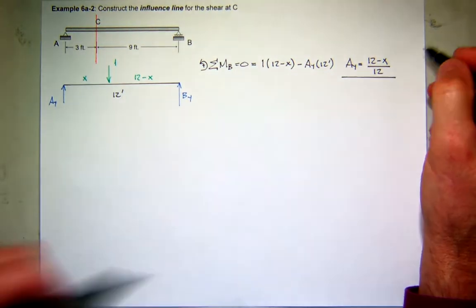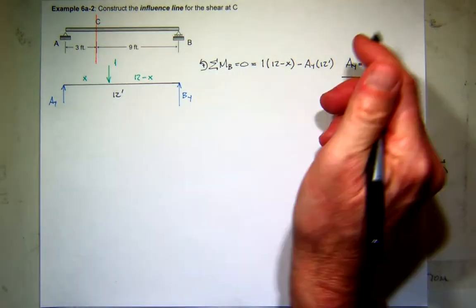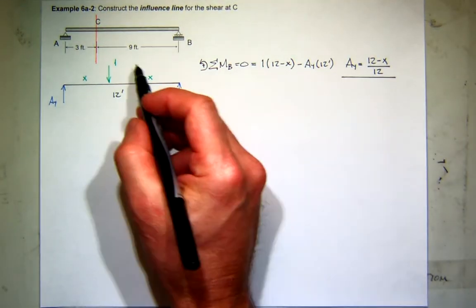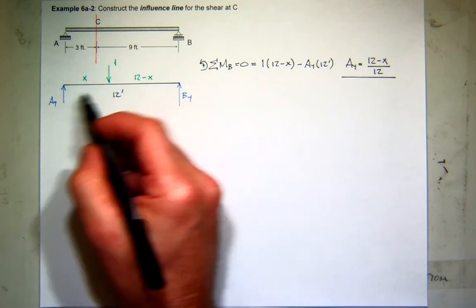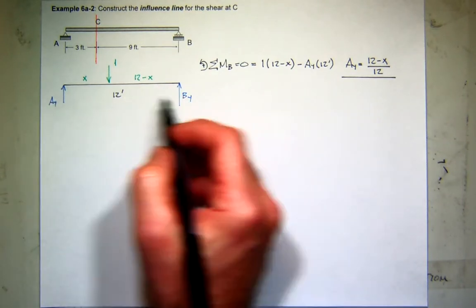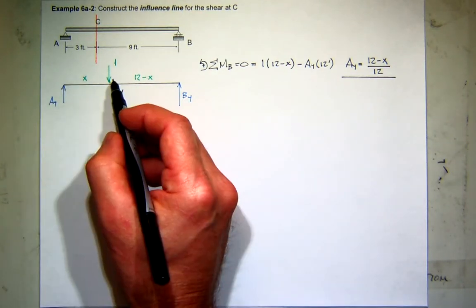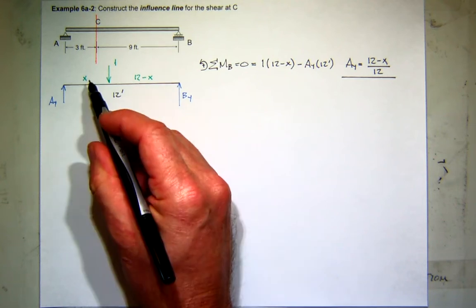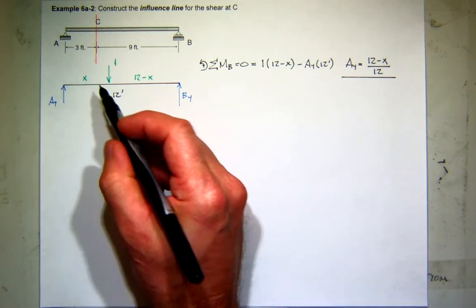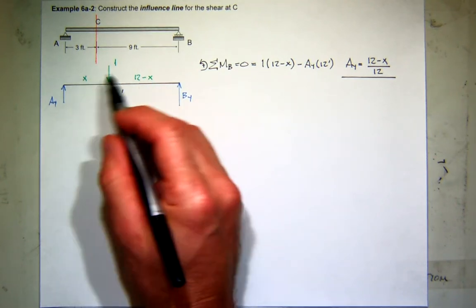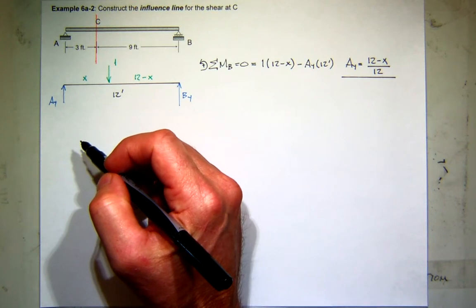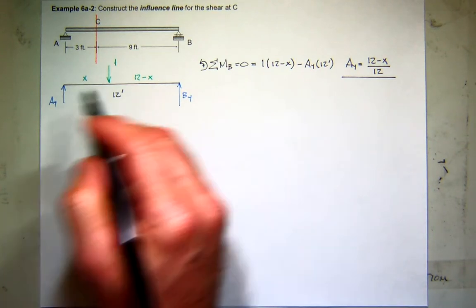Why is it 12 minus x? Well, the total length is 12, and this distance is x. So to get this distance, you have to take the total minus x. Plus, if you add the two together, what do you get? 12. So this will be good for any x value.